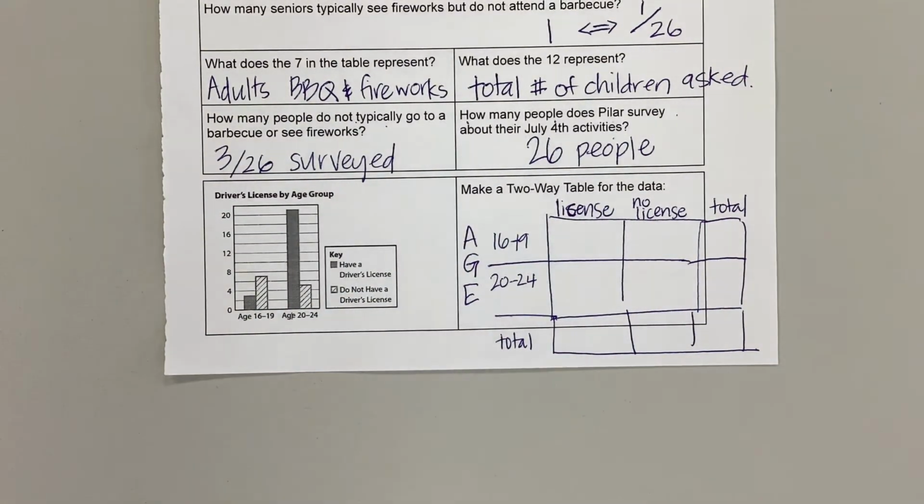There are two items being measured. Right? Age and driver's license. Yep. Because it's a 2x2, your grid has to actually be a 3x3 because we have to include a total.